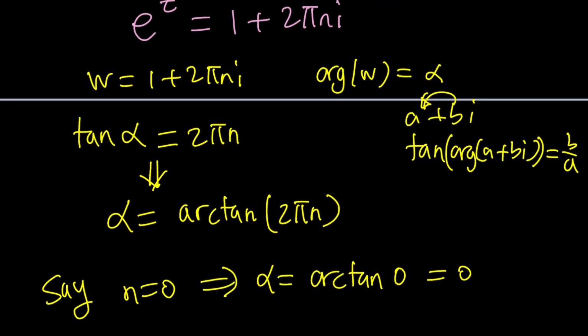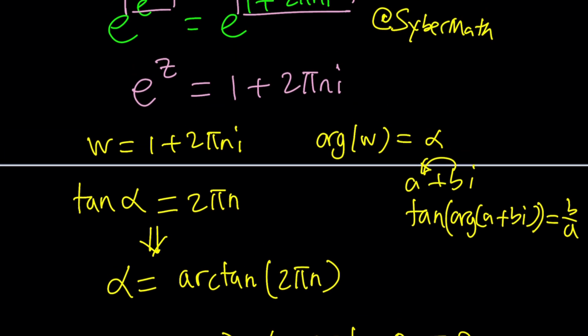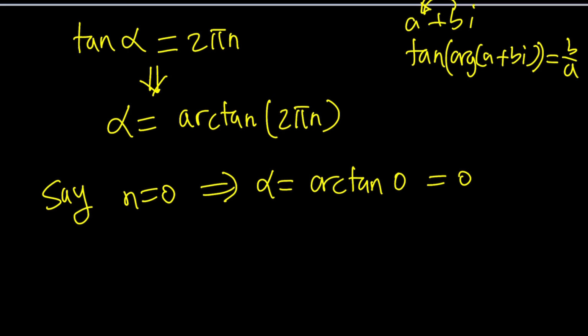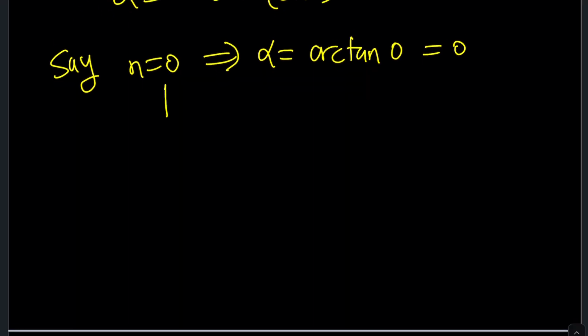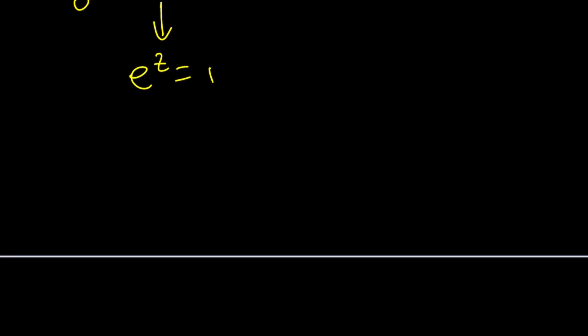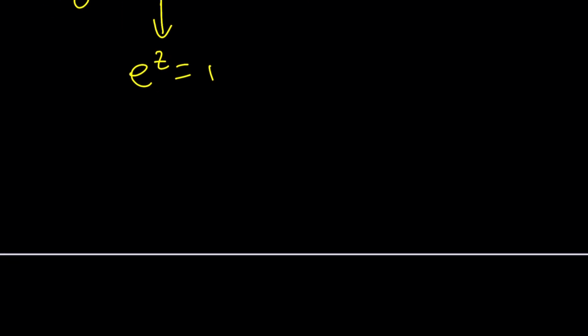So if alpha is 0, let me check something because I think I found something. That means n is equal to 0. Actually, that's possible. Why did I say it's impossible? I don't know. If n is 0, e to the z is going to be 1. Okay? And that means z is 0. Yes, z is 0 is going to work. And you probably guessed that, didn't you? But guess what? It's not the only solution. That's why this problem is interesting.